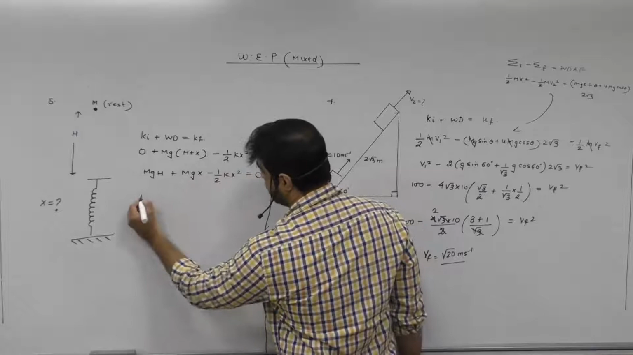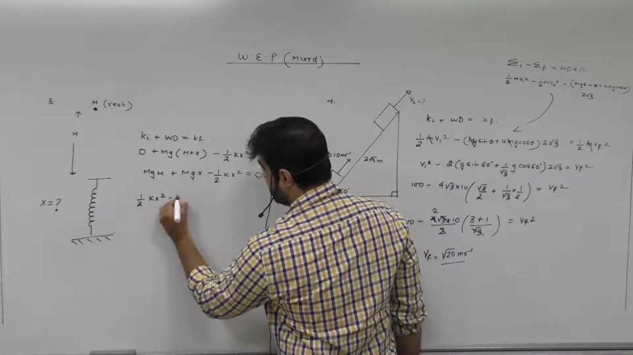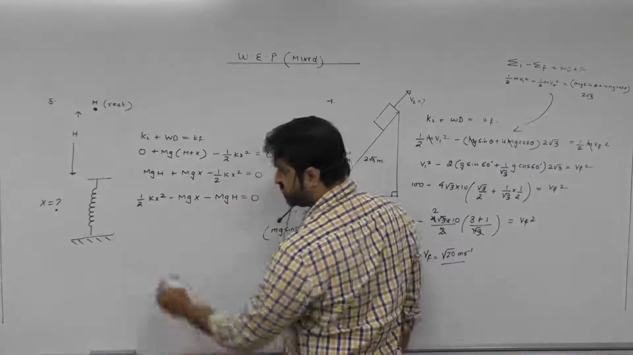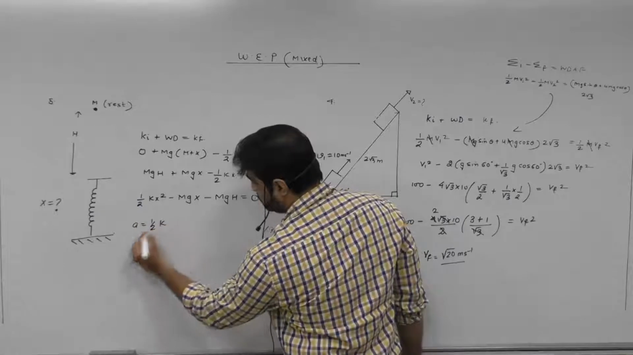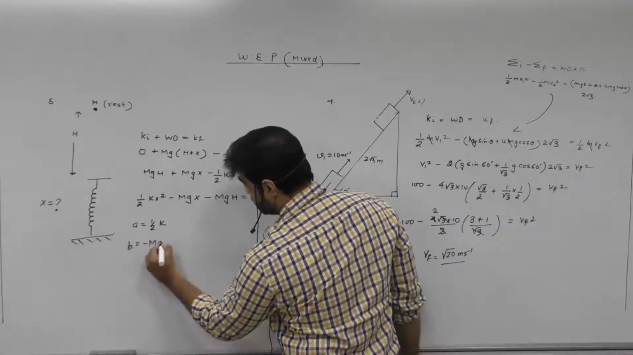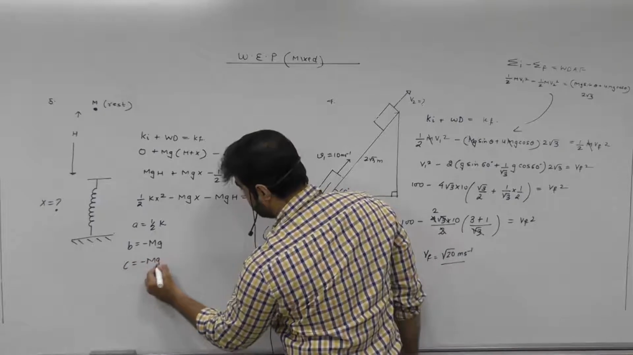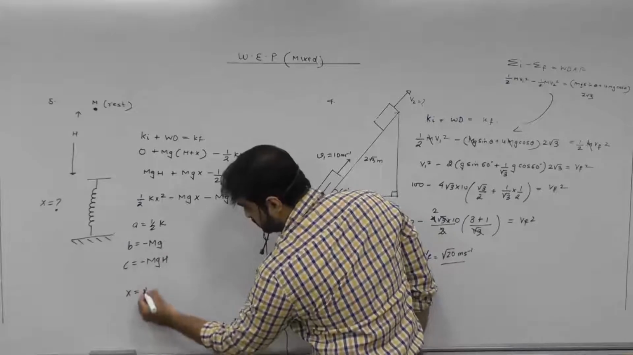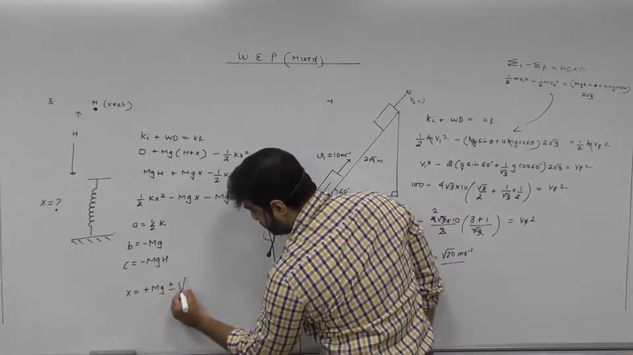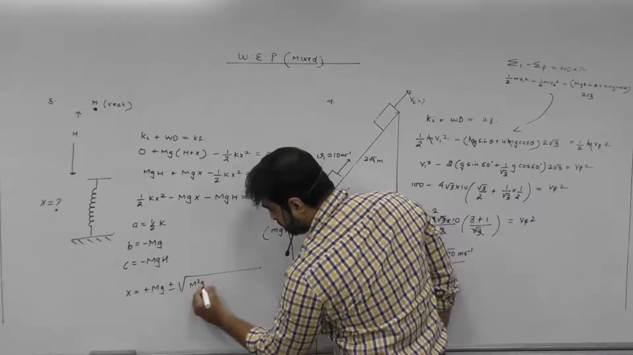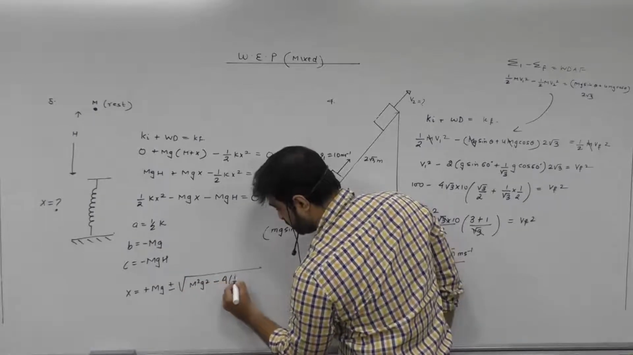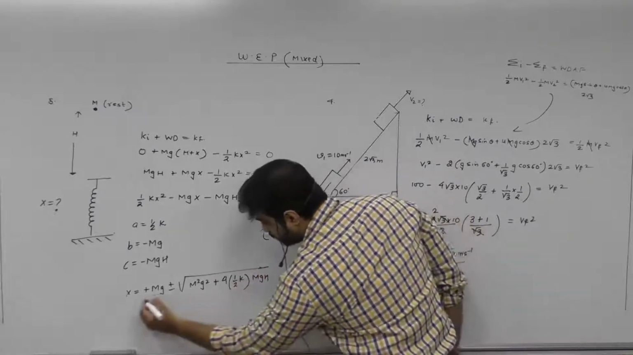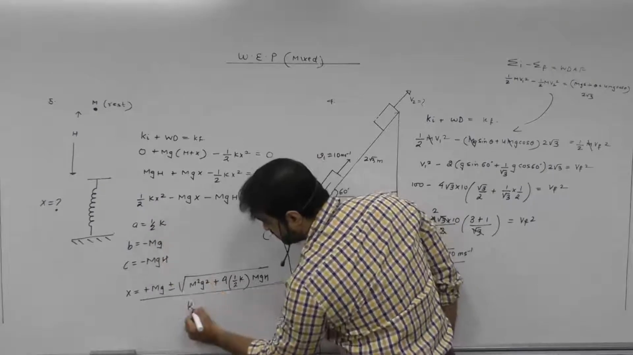Equals 0. We'll take it on that side. Half kx square minus mgx minus mgh is equal to 0. A is half k. B is minus mg. C is minus mgh. Okay, sir. How to find x? Minus b plus minus root of b square minus 4ac, upon 2a. So this will cancel. This is the answer. Okay, come on, start.